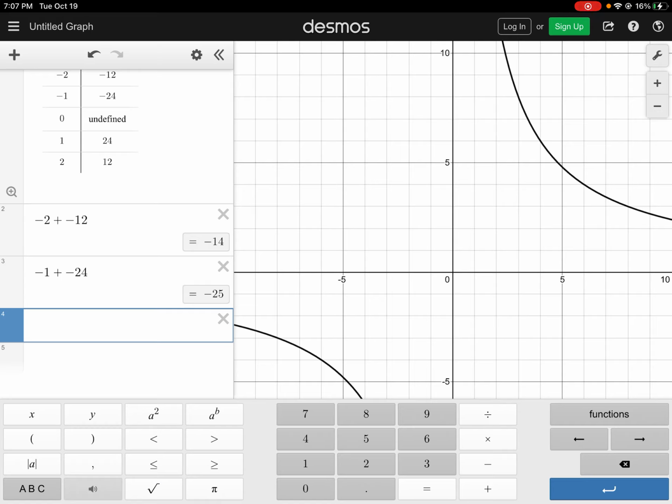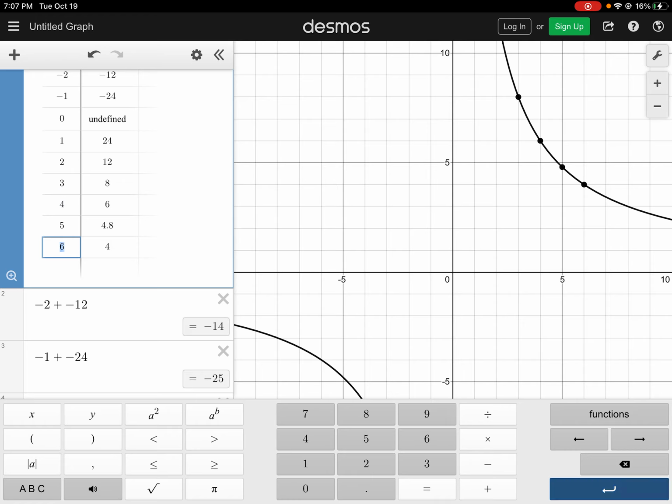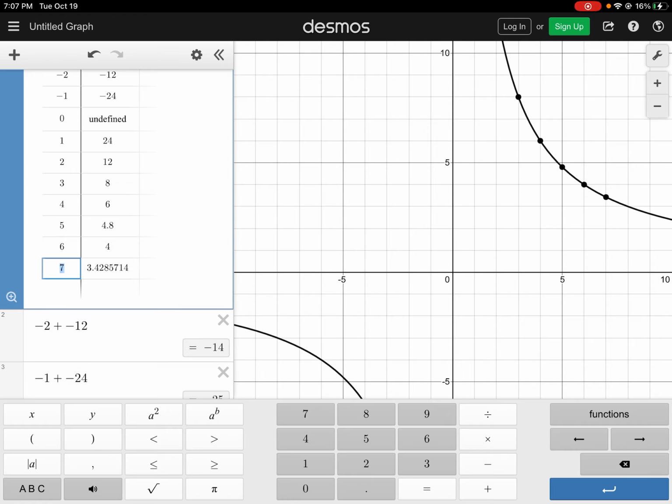So what you want to do to extend your table is either click on this bottom 2 or 12. I always just click on the 2 and start hitting the blue button on Desmos, the enter, and it'll start adding some numbers for you. Okay, and don't get too carried away, but hit it a couple times.